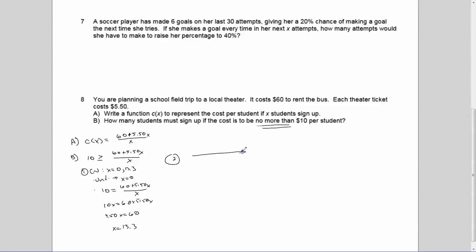If we want to look at a number line, we can put that on here as 0, 13.3. We don't need to test a number over here to the left of 0 because we're talking about a number of students. We're not going to have fewer than 0 students. So we don't need to test the left side. That 0 is the asymptote. The 13.3 is our solid intersection point. So let's test a value 1 here and 14 here.